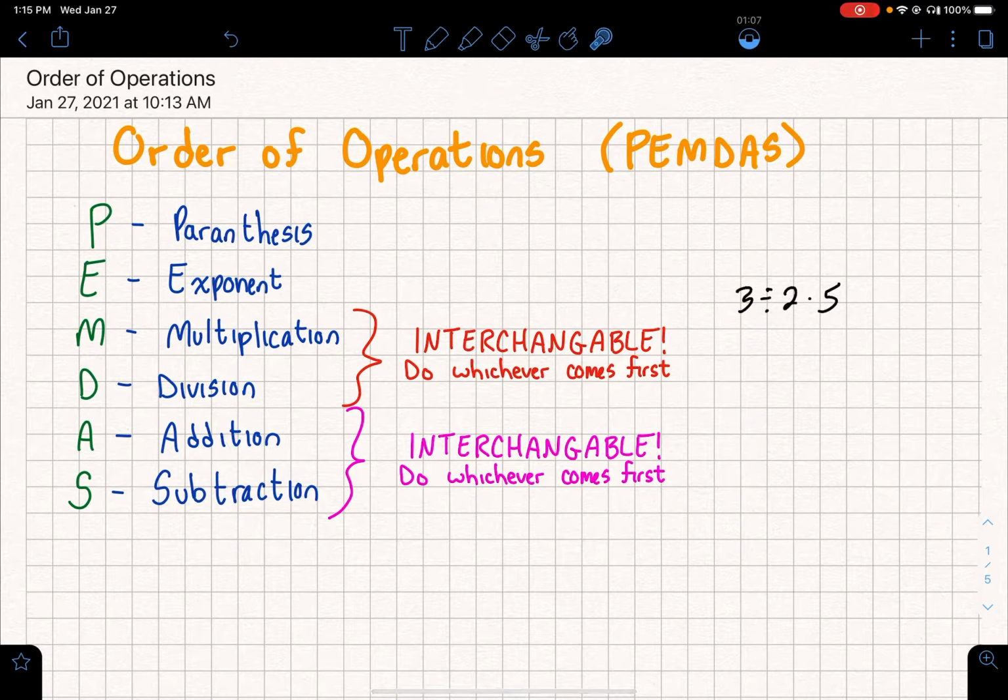And the reason for that is pretty simple. Division is nothing more than the inverse of multiplication. Same with subtraction. That is nothing more than the inverse of addition. So because they're each other's inverses, they're essentially the same thing. It's just a different way of looking at it, essentially.